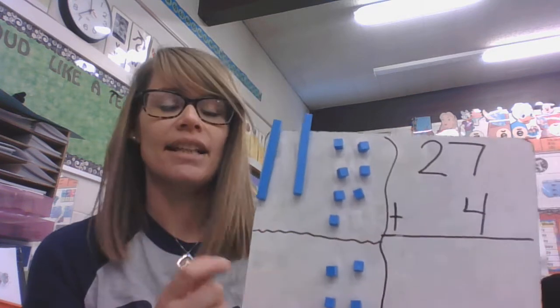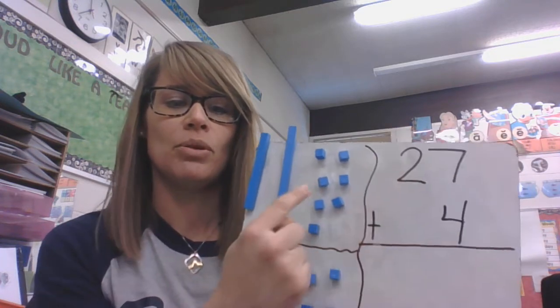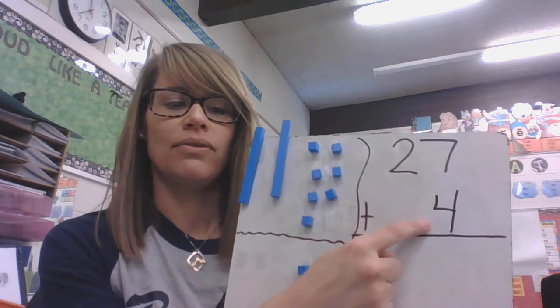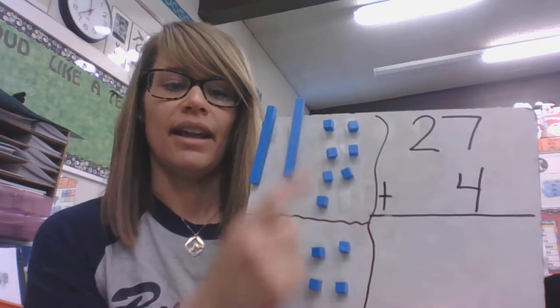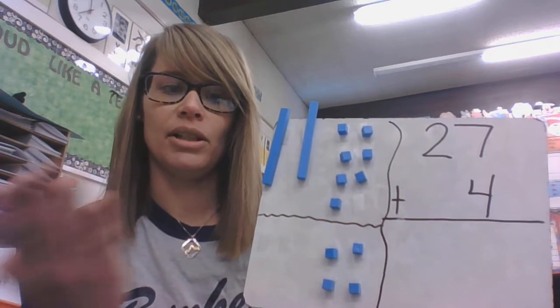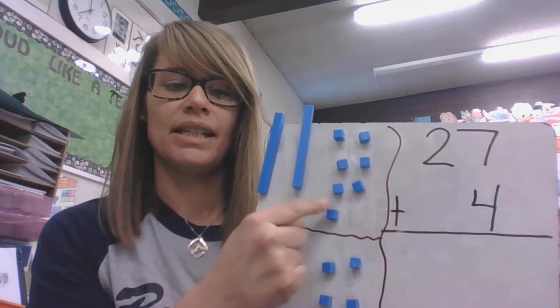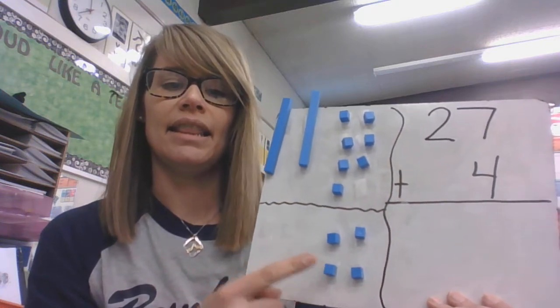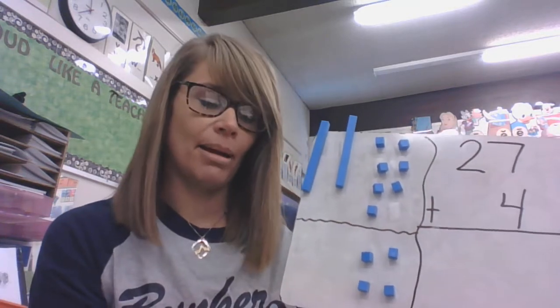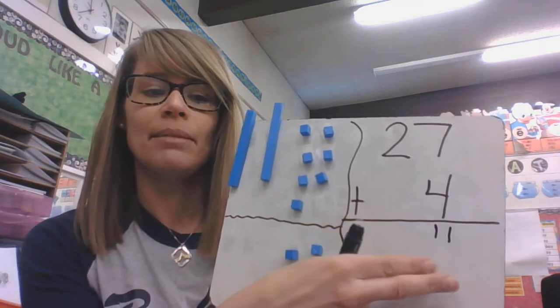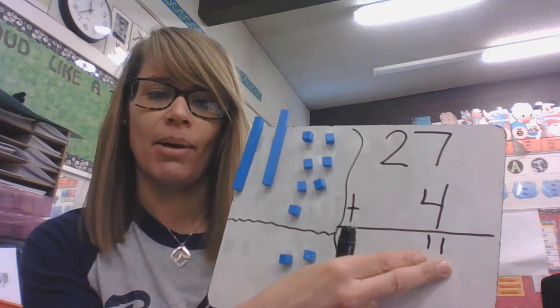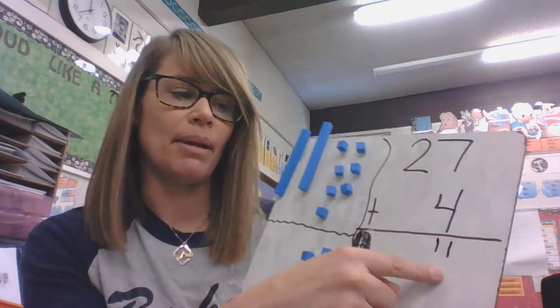Okay, and then just like last time, we're going to start with our ones first. Okay, so we're going to take the 7 ones from 27 and add it to the 4 ones from our number 4. So how many ones do I have all together? I have 7 plus 4, which equals 1, 2, 3, 4, 5, 6, 7, 8, 9, 10, 11. Okay, I've got 11 ones, but I have a problem. I'm not going to stick 11 down here because I can't put 2 numbers in my one spot. I can only put 1 number in my one spot.